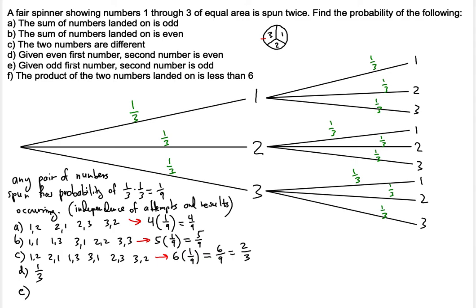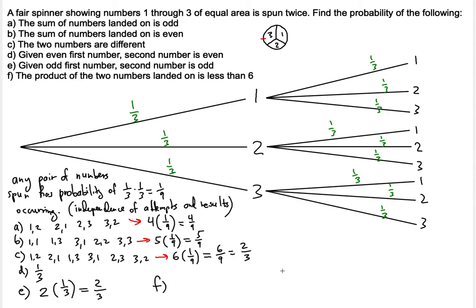Okay, now part E, given odd first number, second number is odd. Same thing, right? It doesn't matter what the first number is. You can disregard that. What is the probability of getting an odd number in any one of the attempts? Either the first attempt, the second, that doesn't matter. Any attempt, let's say you spin the spinner and you're getting the odd result. What is the probability of that? Well, you can even use this tree. That doesn't matter, right? It's going to be the same thing. So as you can see, there's 1, 2, and 3 possible. There are 2 odd numbers and only 1 even. So that means the probability is going to be twice 1/3, right? So which is going to be 2/3.